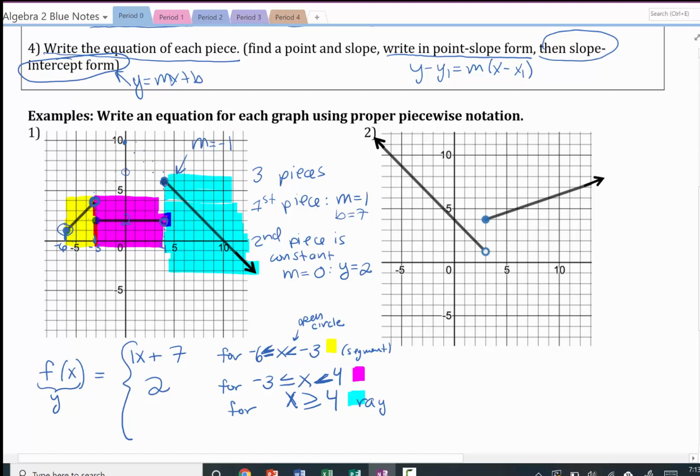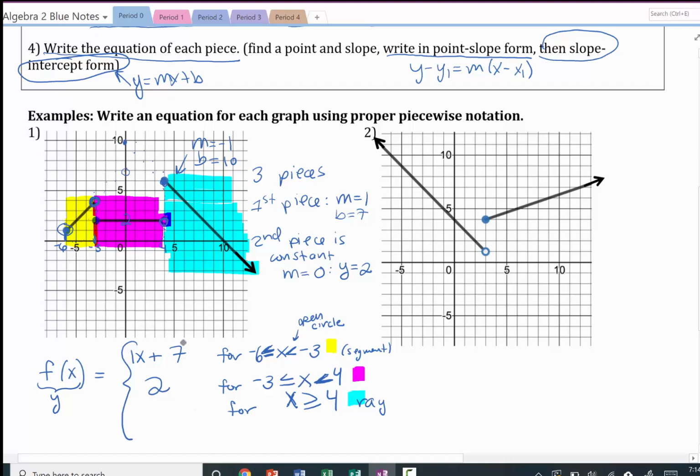So if I kept going at a rate of 1 to 1, right? Left 1, up 1, left 1, up 1, left 1, up 1, left 1, up 1, I would get to the y-axis at 10. So this ray is graphing the line that would have hit the y-axis at 10. That would have had a y-intercept of 10. But it's only graphing it for x's greater than or equal to 4. That's why it's starting here. But if you were to graph the whole equation, it would hit the y-axis at 10.